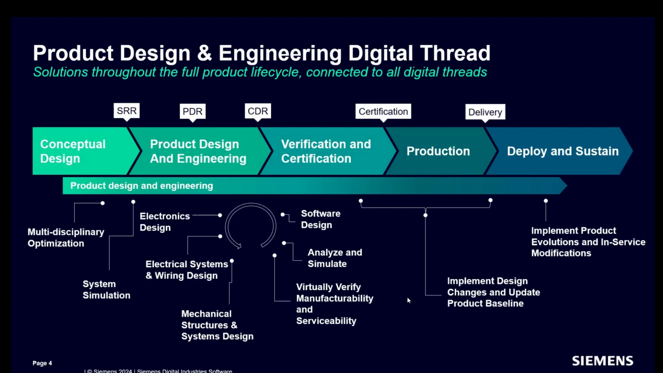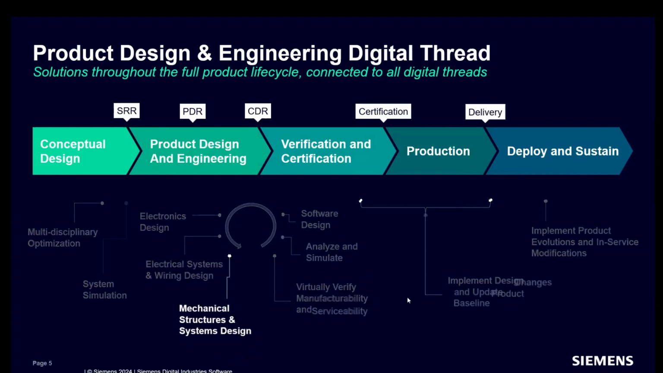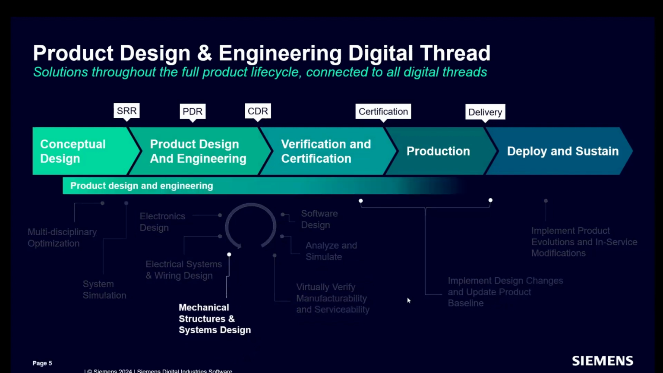And so there's a lot of things on there: system simulation, software design, electronics design. But the two that I want to focus on for today's discussion are mechanical and structures systems design, and then analyzing and simulating in that context. And those are the two areas where most of the mechanical design is done in this engineering digital thread. So let's look at those a little bit closer.